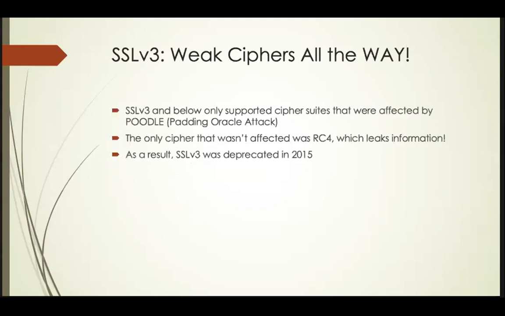So now SSL version 3 had another major problem, which is weak ciphers. It had weak ciphers all the way. It is true that it didn't use export ciphers, because that was in SSL version 2. However, there are a lot of weak ciphers out there. It's not only export ciphers, it's not only null, there are a lot of others as well, okay? In fact, SSL version 3 and below only supported ciphersuites that were affected by POODLE, which is a padding oracle attack, which I'm going to talk about later on. Now, the only cipher that was not affected was the RC4 cipher, which actually leaked information and was actually broken. So this means that it is even worse than the other ciphers as well.